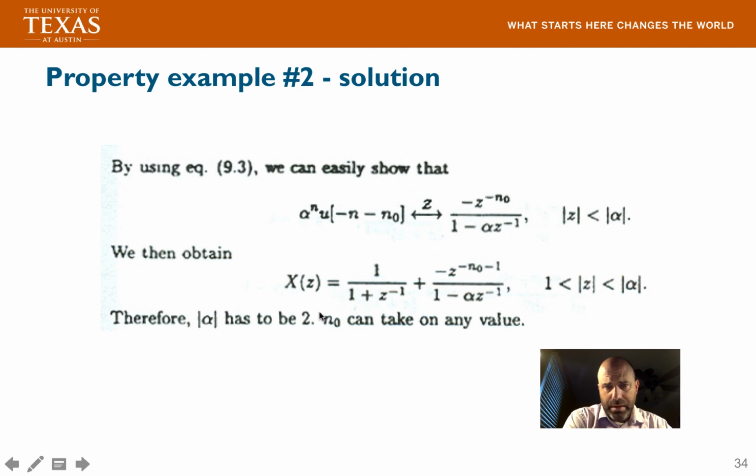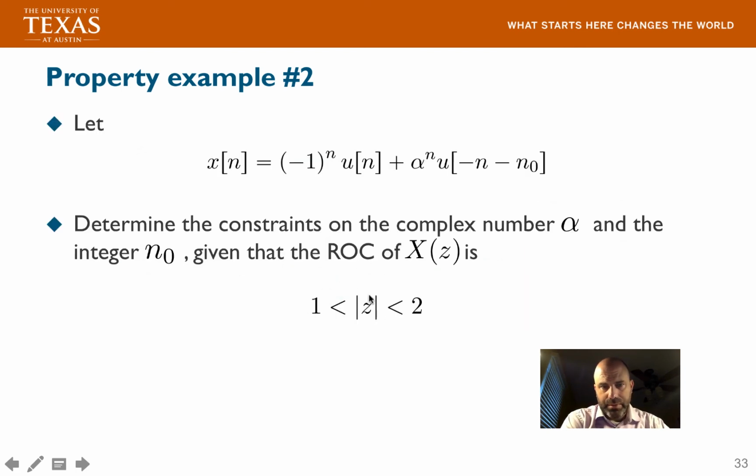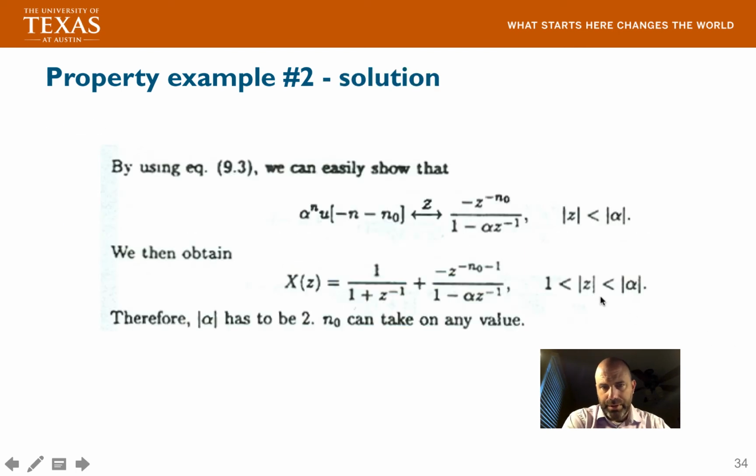And then using linearity, we obtain the sum. And so we see that there's this region of convergence, absolute value of z less than alpha. The constraint to make the region of convergence between 1 and 2 means that alpha should be 2. And then n naught doesn't affect the region of convergence, so it can actually be anything.